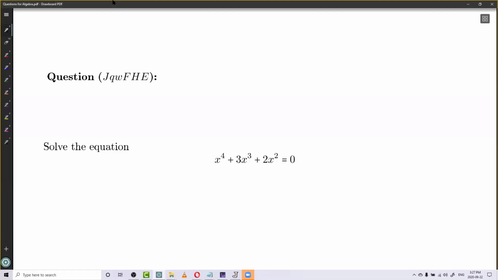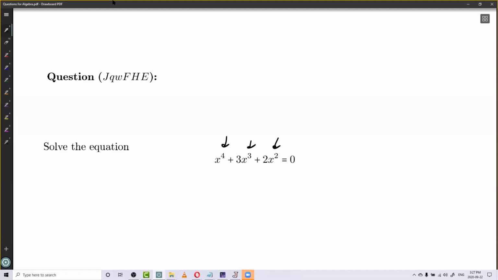Solve the equation x to the power 4 plus 3x cubed plus 2x squared equals 0. Okay. So this kind of has the feel of a quadratic, but it does not have the right degrees. So, oh no, what do we do?